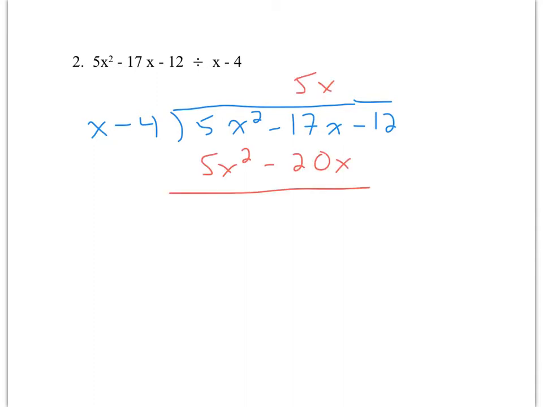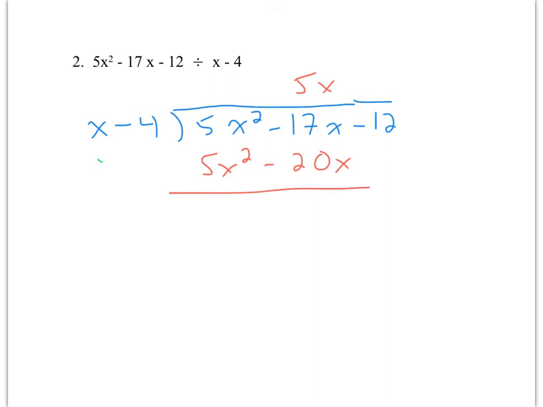All right, folks. I let you start here, but let's just continue. I'm hoping you found that our first part was x goes into 5x squared. x goes into 5x squared: 5x squared divided by x is 5x. So I'm going to multiply through. 5x times x is 5x squared. 5x times negative 4 is negative 20x.